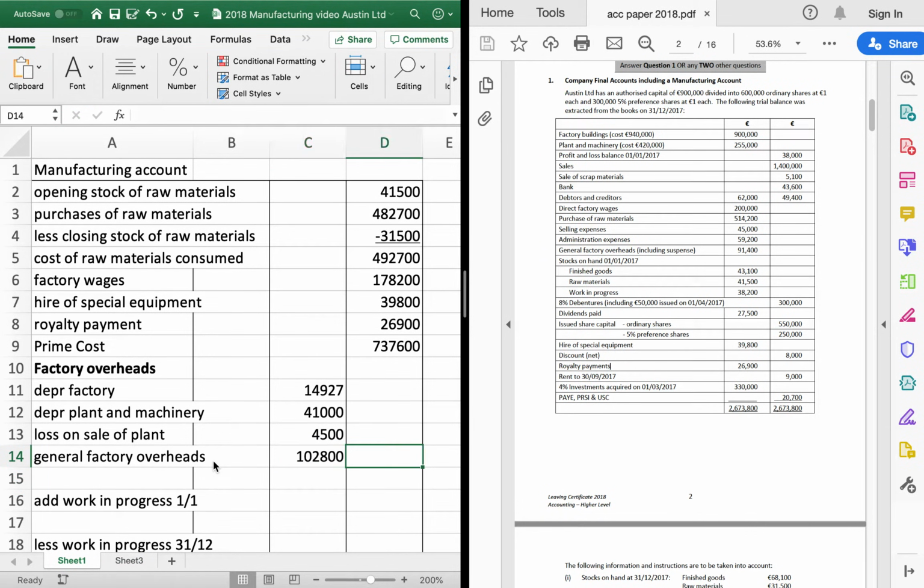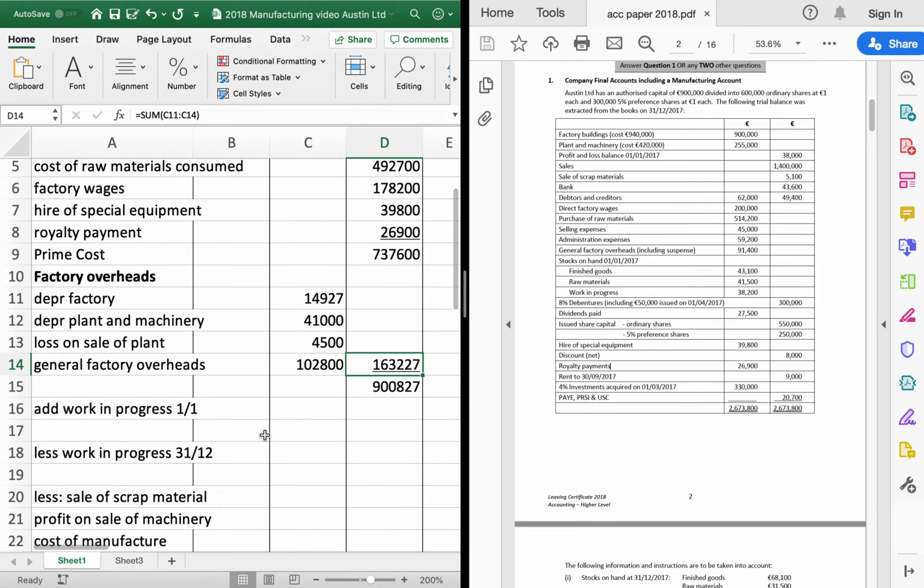So add those together. Now, you don't take them away. All of the above ones, all these ones up here are expenses. So it's trying to find the total expense. So you add it on to your prime cost. This is finding the cost. So the only thing we really take away are profits. It's a little bit different.